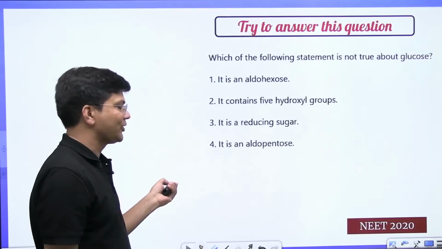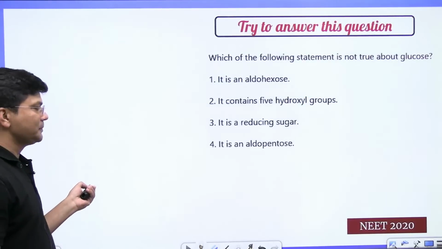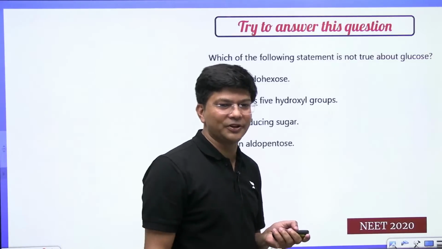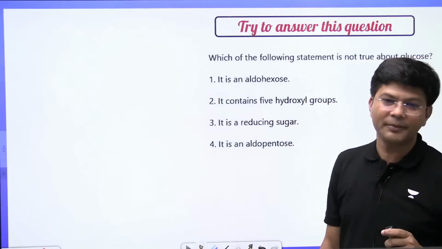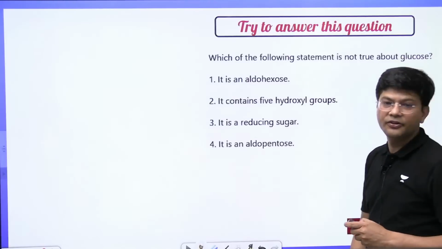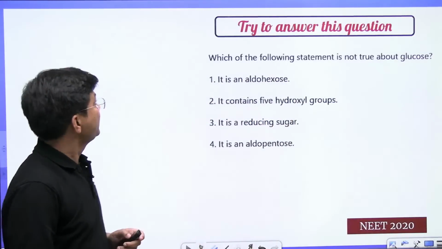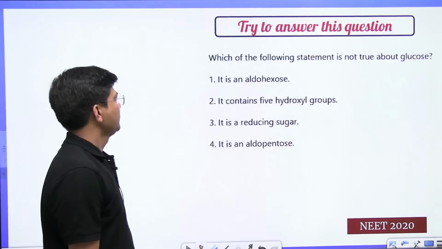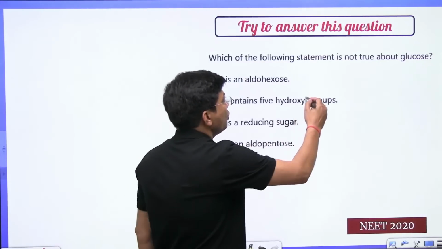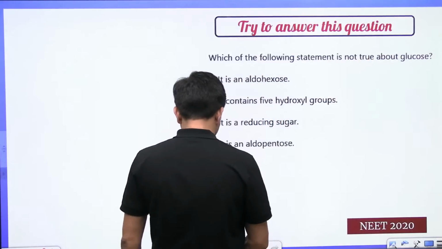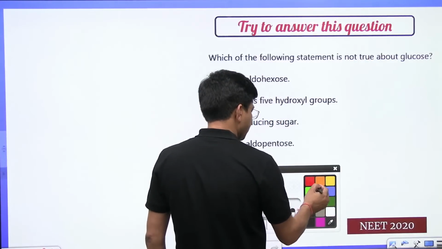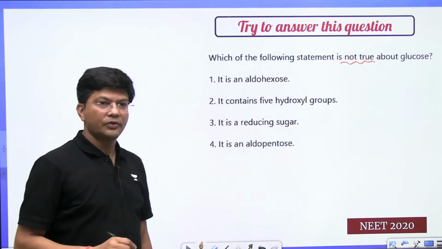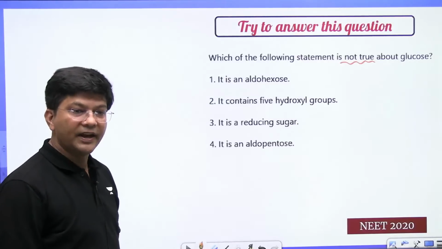Oh, so here is one question. Everyone, are you ready for the question? Just let me know in the chat section. Are you ready, my dear students? So here is one question. Just try to understand. The question is: which of the following statements is not true about glucose? Focus over here on 'not true', because if you forget this, you will not be able to answer. I'm waiting for your answer.